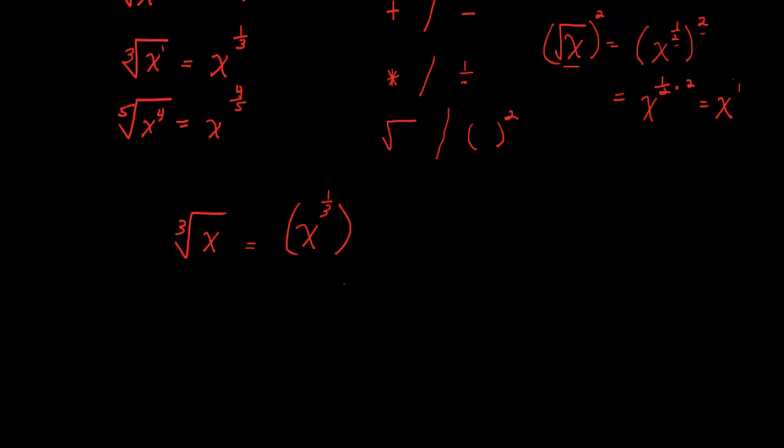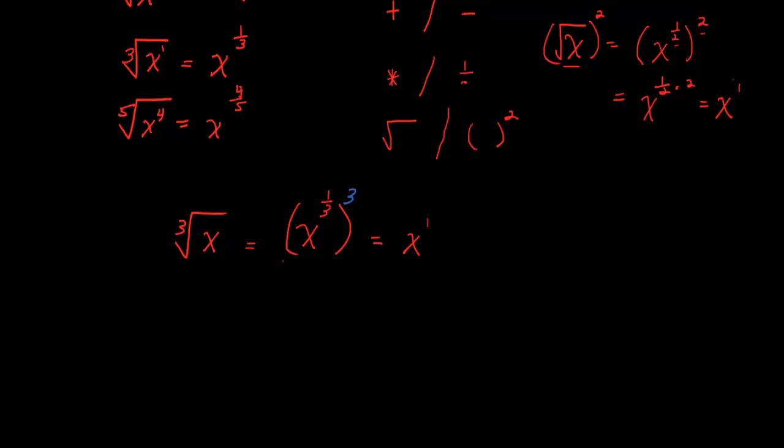And what value would I have to raise 1/3 to that gives me a value of 1? And that, ladies and gentlemen, is going to be a value of 3, because we know 1/3 times 3 gives me a value of 1. So that's just a value of 1. So the opposite of the third root is to cube.